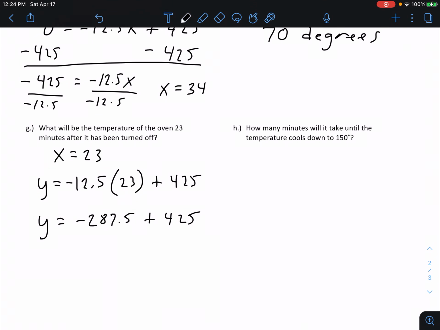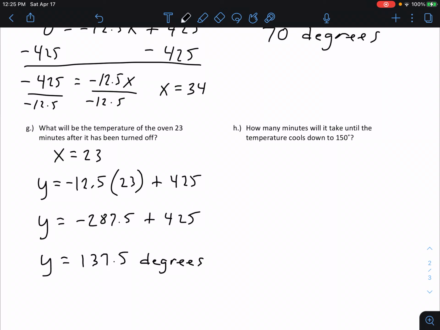Notability. So y equals 137.5, and y is minutes, right? So it's going to take 137.5 minutes for the oven to drop, or after 20. Wait, no, not minutes. It's degrees. My bad. It's going to be 137.5 degrees after 23 minutes. Still kind of hot. Don't touch it.